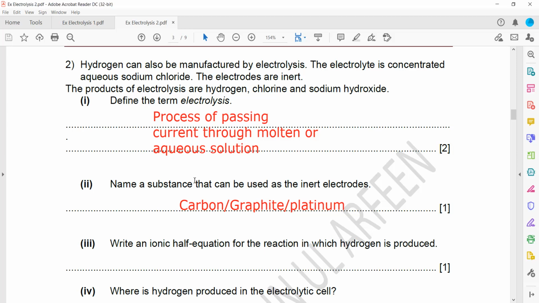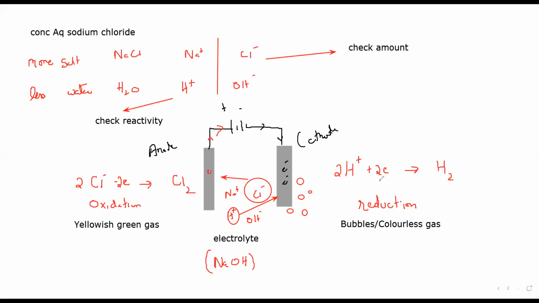Then they're asking, write the ionic half equation in which hydrogen is produced. As we already wrote the equation for the production of hydrogen, hydrogen ions gain electrons and turn into a hydrogen molecule. So we have to write the ionic half equation for this.